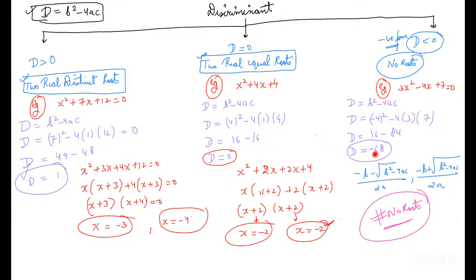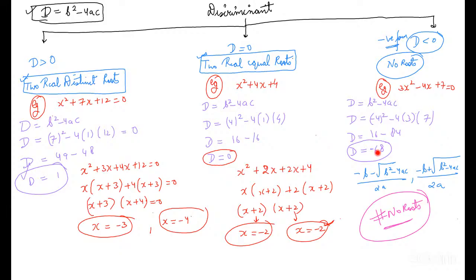So when you get D is in -68, you will get no roots. Why? Because there is a formula: minus B plus or minus the root of B square minus 4AC. We learned the quadratic equation formula. Now here B square minus 4AC is basically -68. This -68 will go under the root, and the root of -68 is not possible.